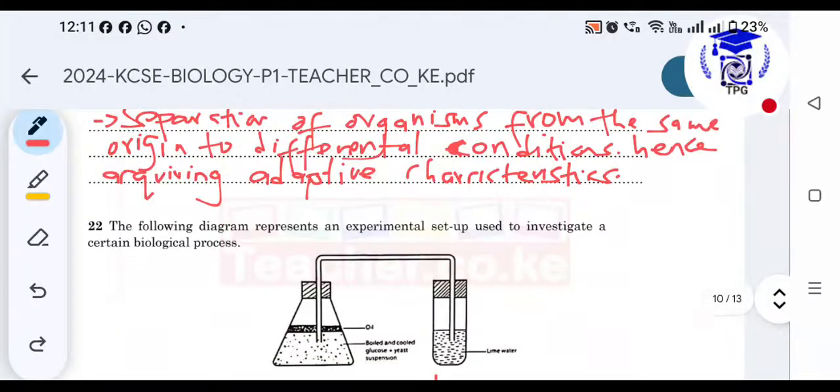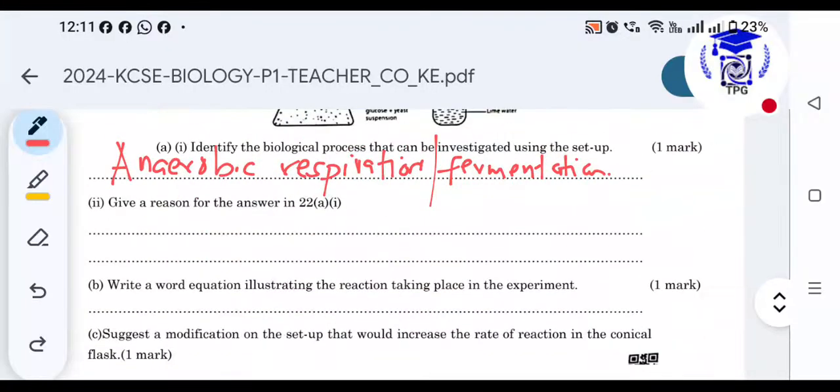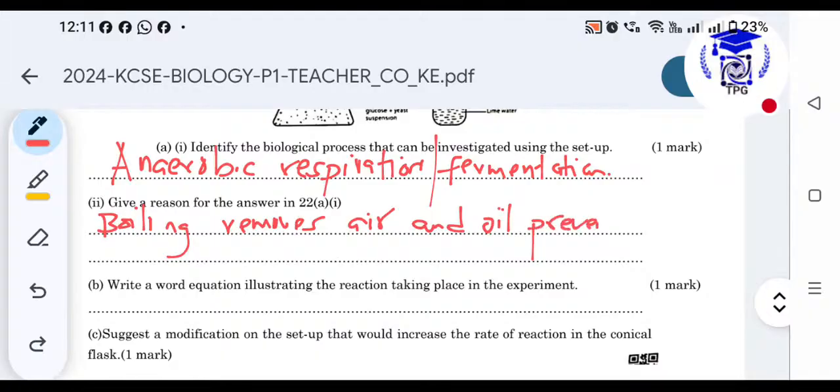The second question, give a reason for the answer in 22A above. The reason is because boiling removes air. And the layer of oil prevents the entry of air. That is why it is anaerobic respiration.